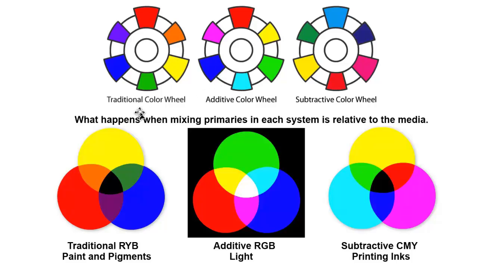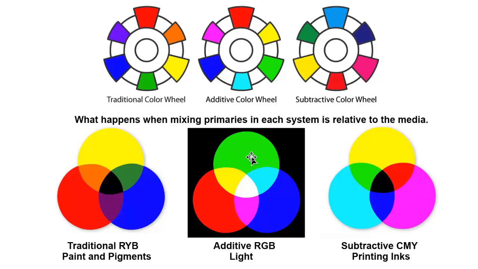Now here we have the 3 wheels with the primary and secondary colors laid out, and I want to show you what happens when mixing primaries in each system relative to the media. The traditional wheel is relative to paint and pigments, and that has red, yellow, and blue as the primary colors that are needed to mix the other colors. And you can see what happens when the colors are mixed. Red and yellow make orange, red and blue make violet, and blue and yellow make green. And when you mix all 3 together, the color neutralizes, so that you get black or something that is often more of a muddy gray color when mixing paints or pigments.